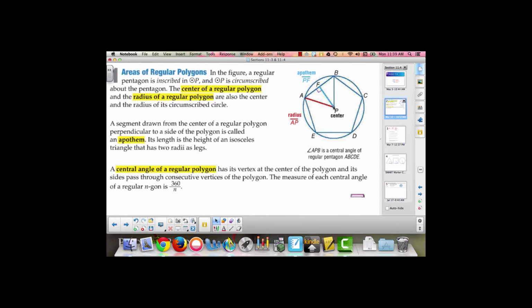The apothem goes from the center and is perpendicular to a side. It also intersects the midpoint. So that altitude of this triangle right here made by two radii and the side is also a median because this is an isosceles triangle. So again, the apothem goes from the center of the polygon, is perpendicular to a side, and also bisects that side. So segment PF is the apothem.